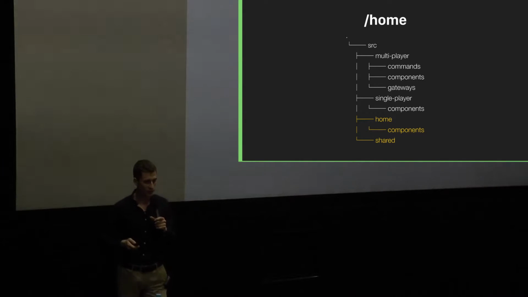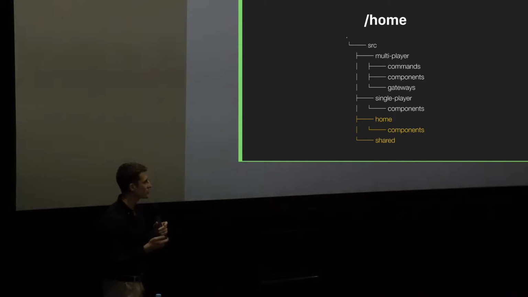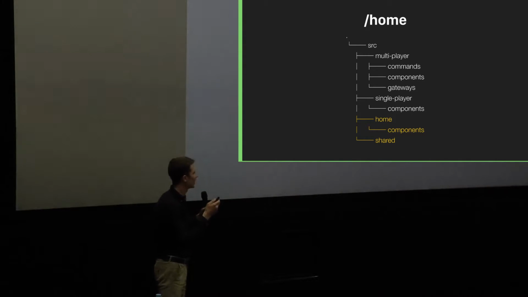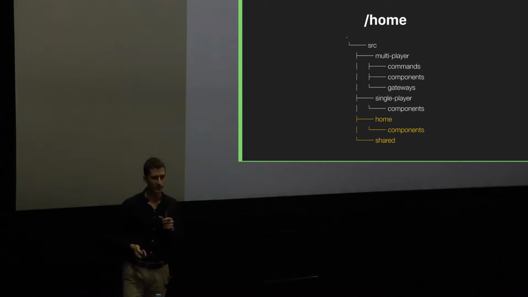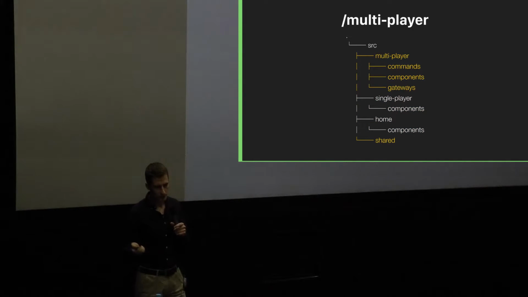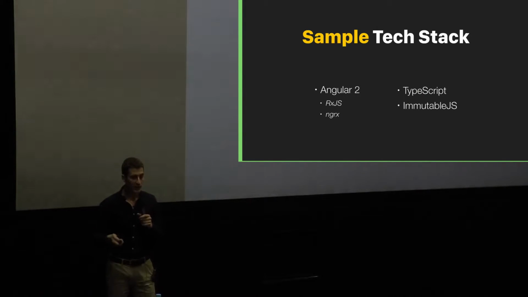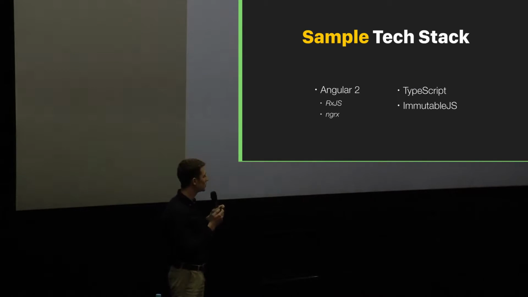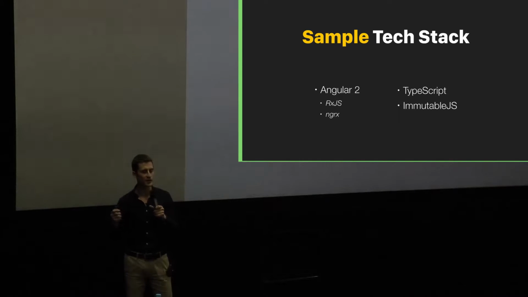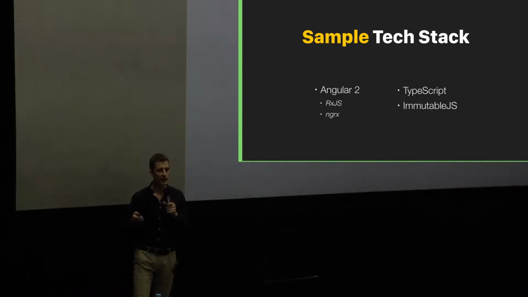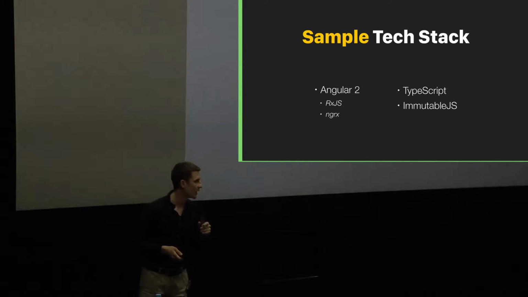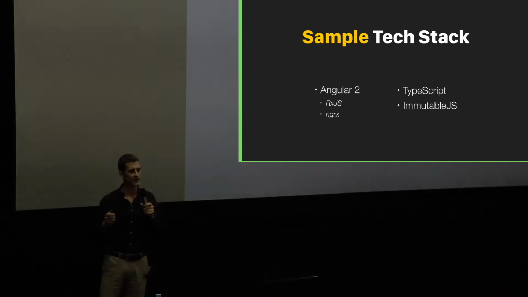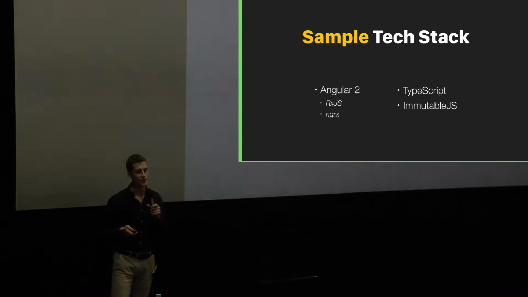And when the user opens home, you need to load home and shared, of course, because shared is all the code units that are shared among the other pages. And this way, you're going to load only the functionality that the user needs. Same for single player and for multiplayer as well. So the sample tech stack that I'm going to use in order to explain this scalable architecture is Angular 2, RxJS, and NGRX. NGRX is a Redux-like implementation on top of RxJS and Angular 2.